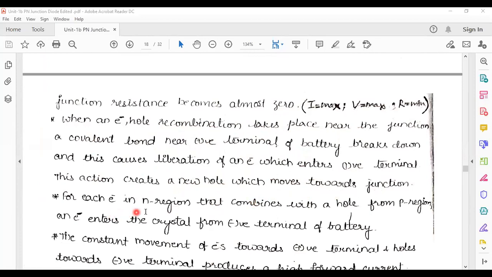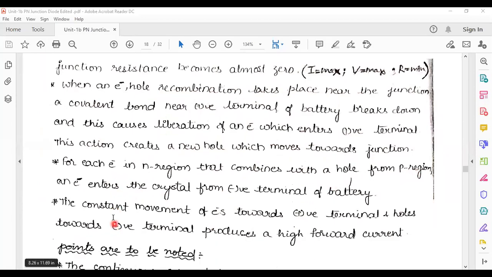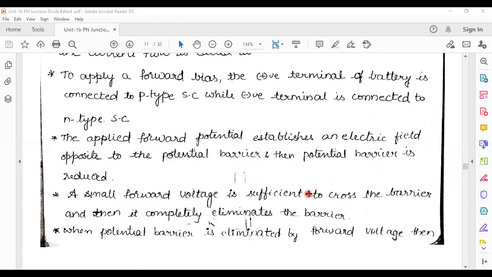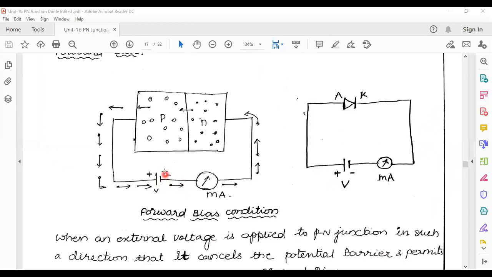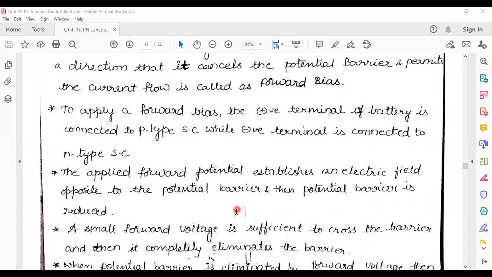For each electron in the n region that combines with a hole from the p region, an electron enters the crystal from the negative terminal of the battery. Assume that some covalent bond is there and it is breaking down, then this electron will be liberated to the n type and the hole will be liberated to the p type. That is the point here.